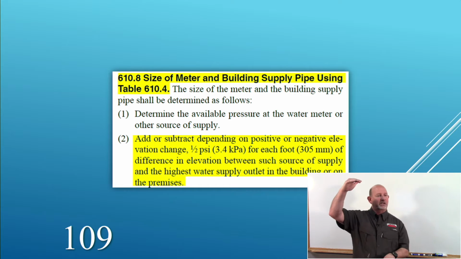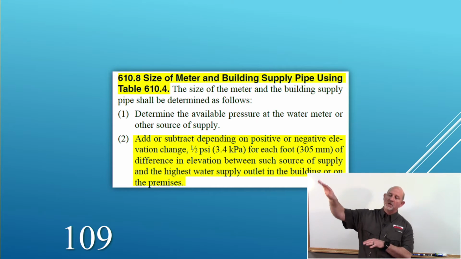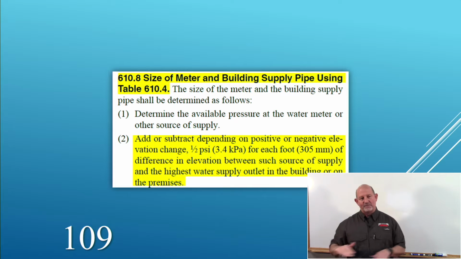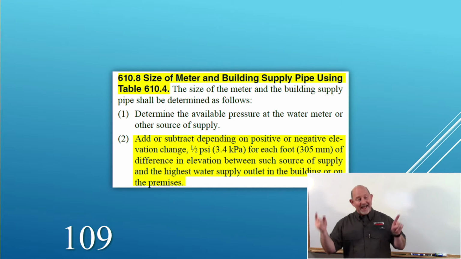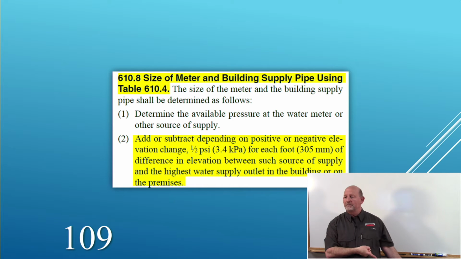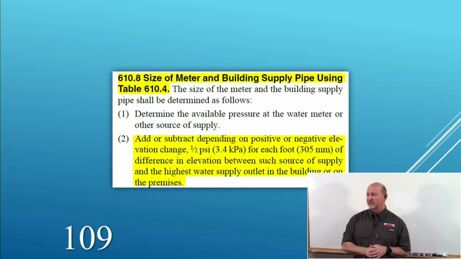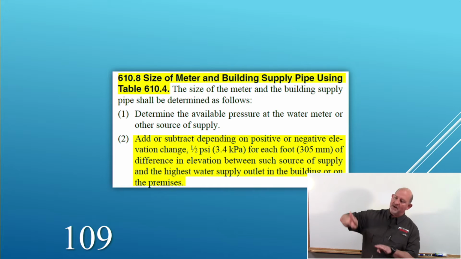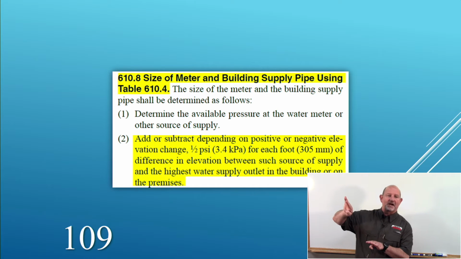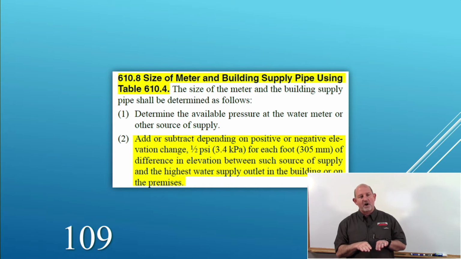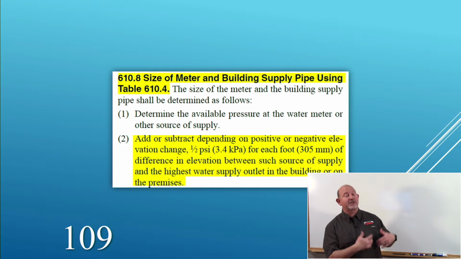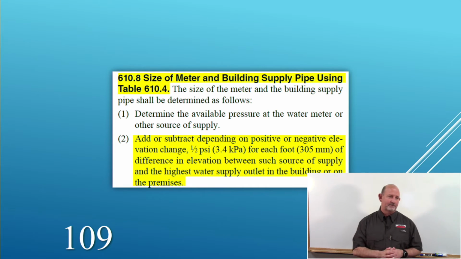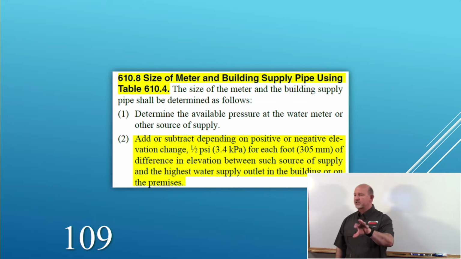Now they're saying whatever that distance is, if you're pushing water uphill, we want you to subtract a half a PSI for every vertical foot that you're pushing water uphill, and add a half a PSI for every vertical foot you're dropping water downhill. So if I push water uphill a foot, I'm going to lose a half a PSI from the meter. If I take water from the meter and drop it a foot, I'm actually going to gain a half a PSI. Okay? Now for years, this was never in the code.